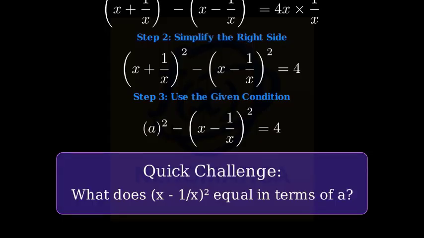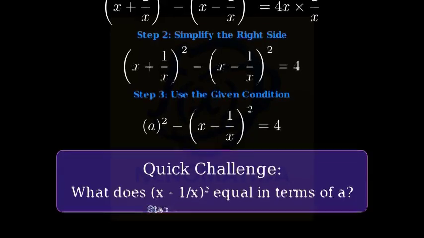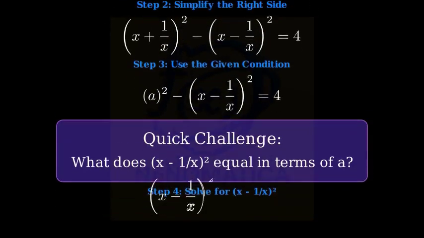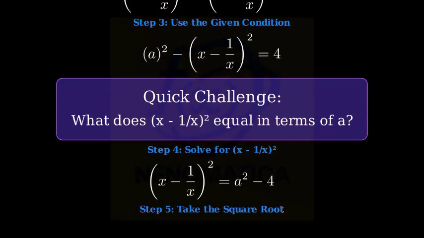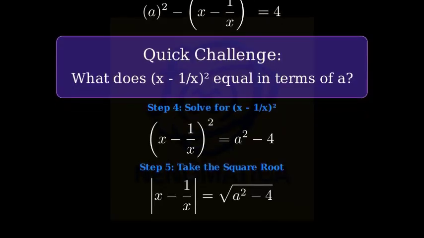Take a moment to think about it before we continue. Let's continue. We can rearrange the equation to solve for (x - 1/x)². We get (x - 1/x)² equals a² - 4. Now, we'll take the square root of both sides. The absolute value of x - 1/x equals the square root of a² - 4.